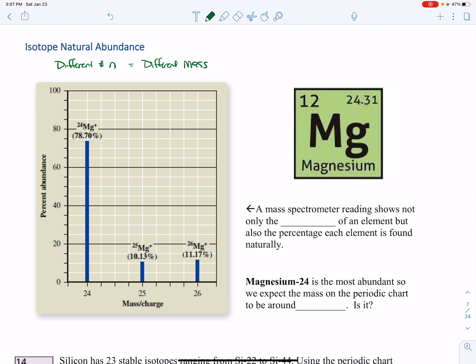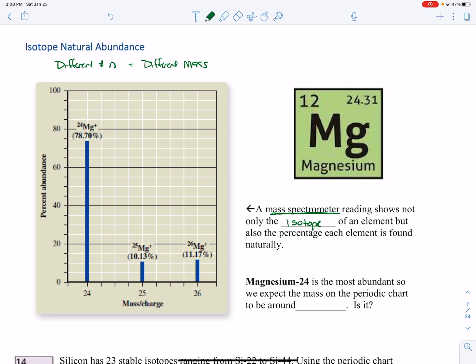If we use this instrument, it's called a mass spec, or a mass spectrometer. Mass specs do more than what I'm about to talk about. They're a very beneficial tool in organic chemistry, but they can be used if you think you've got a sample of something that's pure. As long as it's pure, they'll work for elements. It shows not only the isotopes of an element, but also the percentage each is found naturally.